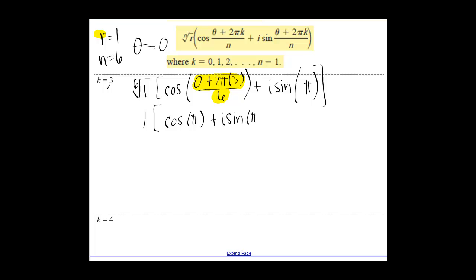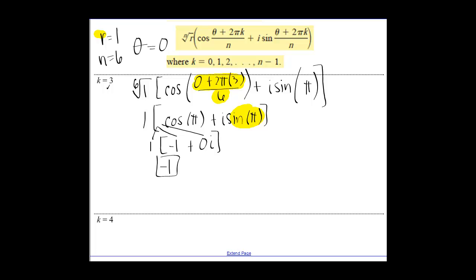sine of pi. So cosine of pi is -1. And sine of pi is 0. So I'm going to say plus 0i. Distribute that 1, and we get -1 plus 0i, or simply -1. All right, 4 down, 2 to go.